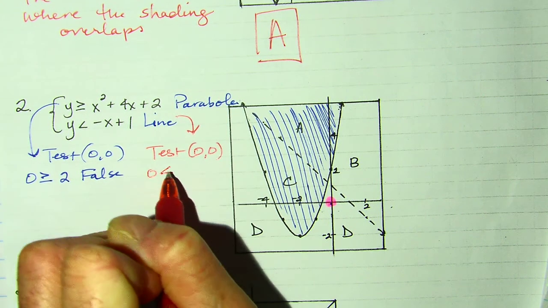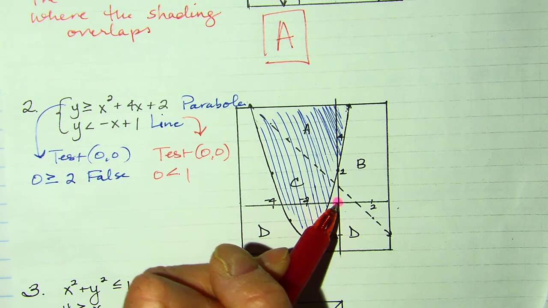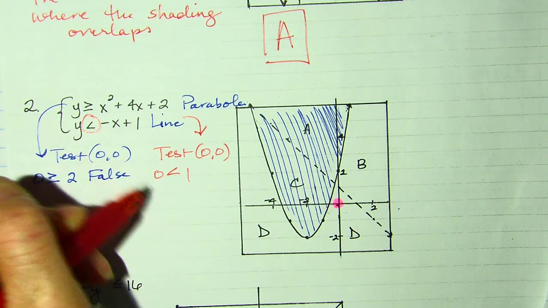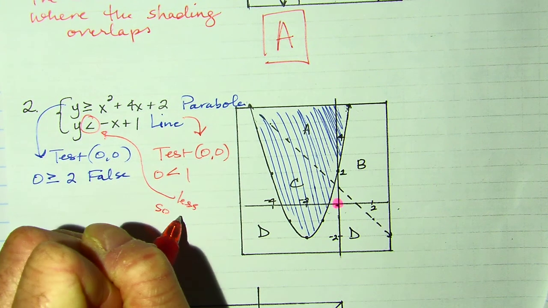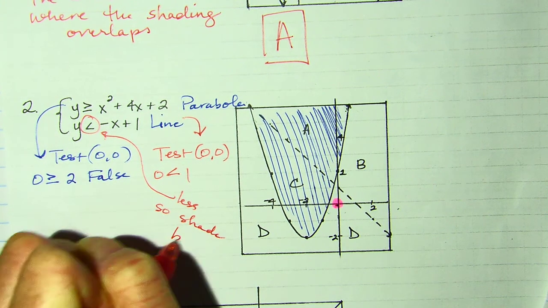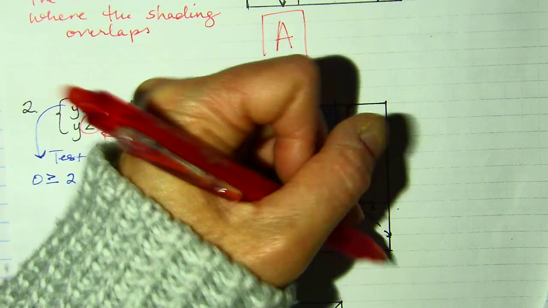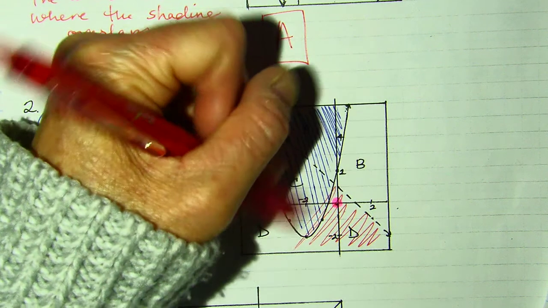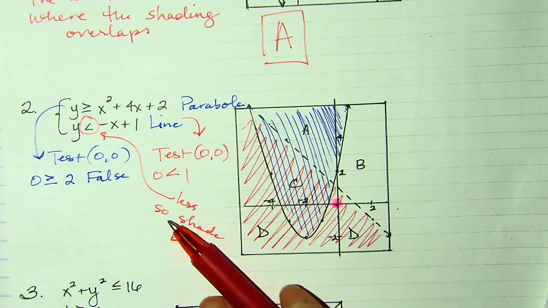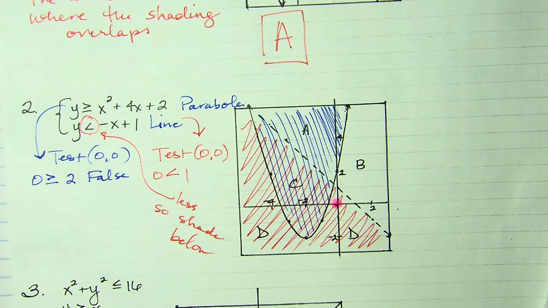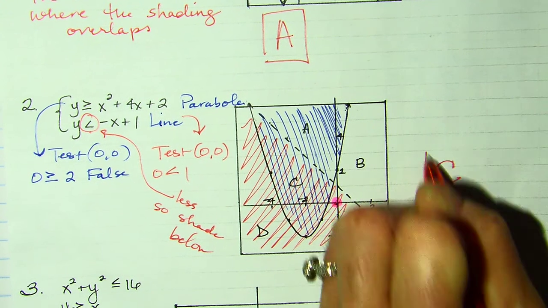Now I'm going to do the same. So is 0 less than 1? Yes. So I am going to shade where 0, 0 is. It's also less than, so shade below the line. So remember, this is for the line. I have both methods. 0, 0 works, so I'm shading where 0 is. Or you can think I'm shading below the line because it's less than. Either way, the region in which the shading overlaps is region C.